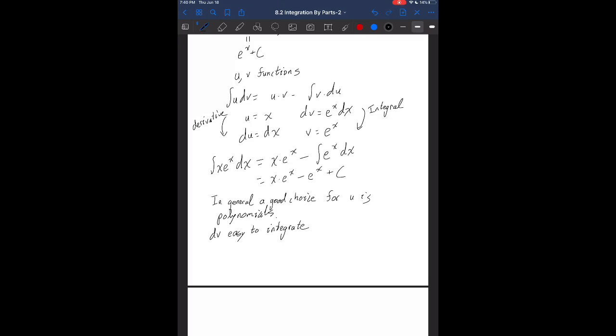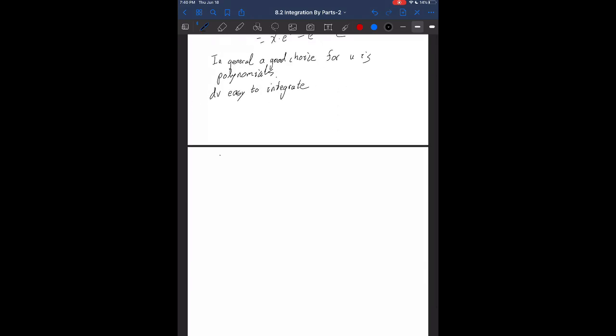The second good rule of thumb for these is we want dv easy to integrate. Right, so I don't want to pick, in this example, dv to be all of x times e to the x because we don't know what this integral is already. So we want dv to be something that is easy to find the integral of. Okay, let's go through another example.